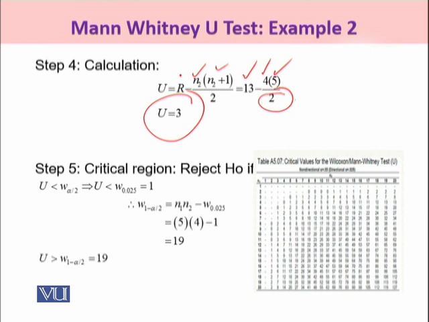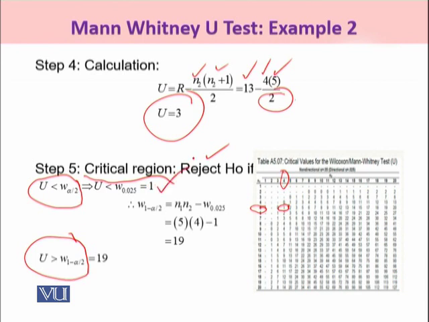The next thing is that we have to design the critical region. So students, because this is a two-tailed test, you would have to reject H naught if U is less than W alpha by 2 or U is greater than W1 minus alpha by 2. Now students, N1 is 5 and N2 is 4, and against these the value we get is 1. We reported that here.